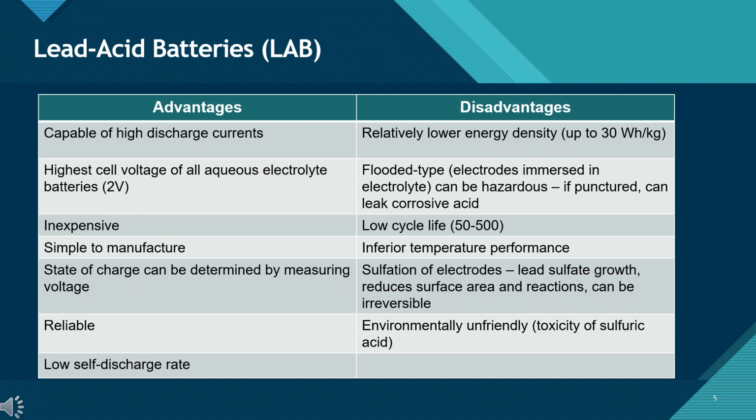On the downside, their biggest limitation is relatively low energy density, only up to around 30 watt-hours per kilogram. This means they are heavier and bulkier compared to newer technologies. Additionally, the traditional flooded type can be hazardous, since punctures may cause leaks of corrosive acid. These trade-offs are crucial to understanding when evaluating the continued usefulness of lead-acid batteries today.